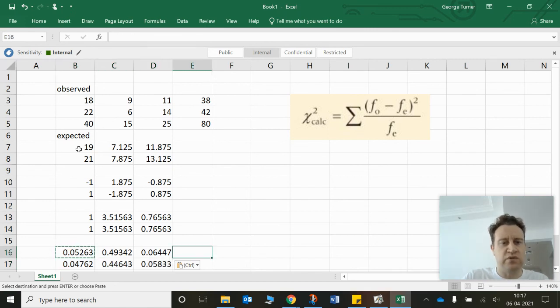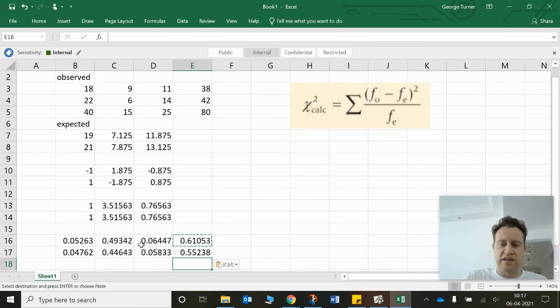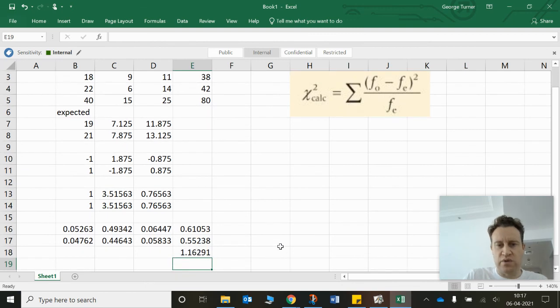Now I need to do the sum of all of those. So let's do the sum of these ones here. Okay, that should give me the 1.16, I think it was. There we go, 1.16. So that's the value that your calculator is getting.